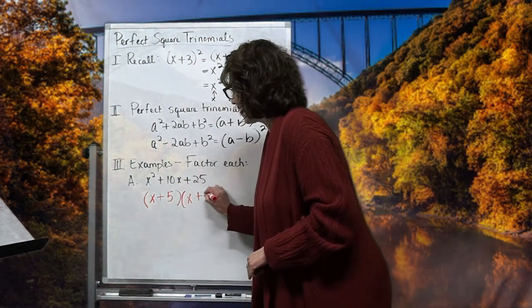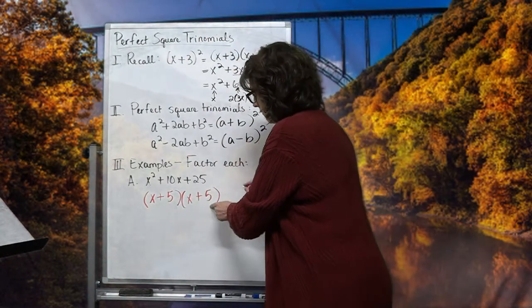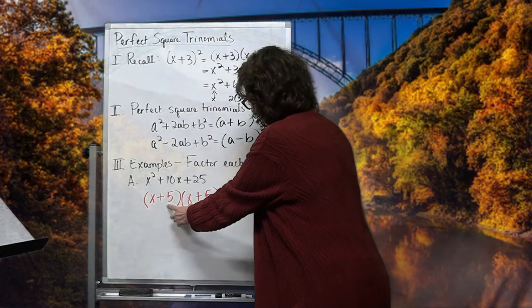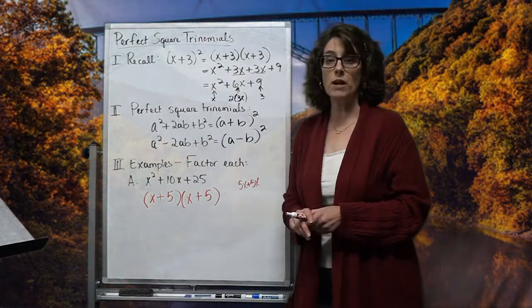Sure enough, that's a 5 and a 5. I'm going to check my outsides and insides just to be careful. Out here I get a 5x. In here I get a 5x. Sure enough, those combine to be that 10x. That is the correct way to factor it.